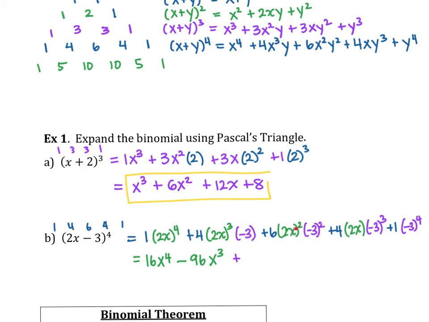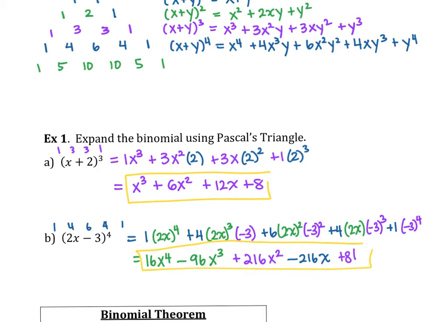Quantity 2x squared is 4x squared. 4 times 9 is 36. 36 times 6 is positive 216x squared. See, negative 3 to the third, negative 27 times 2, negative 54 times 4, negative 216x. And then the last term, I just have negative 3 to the fourth, which is positive 81. Okay, so this should be the correct expansion of 2x minus 3 to the fourth. And this is actually one where I wouldn't have wanted to multiply it out 4 times.